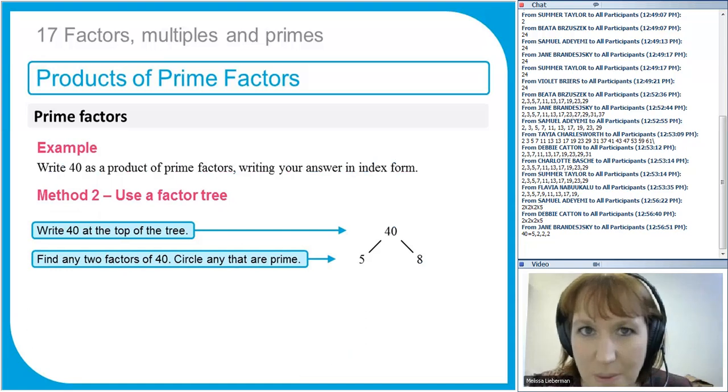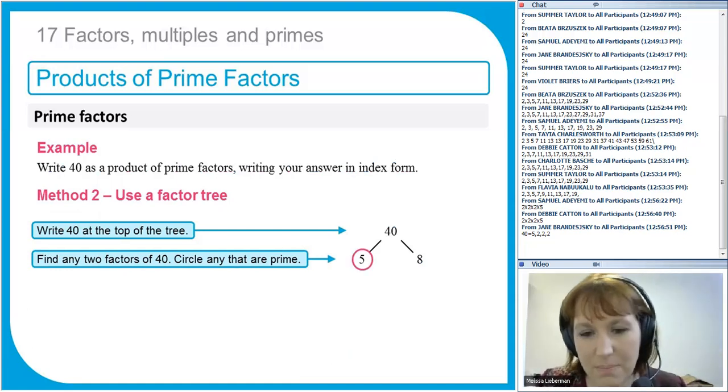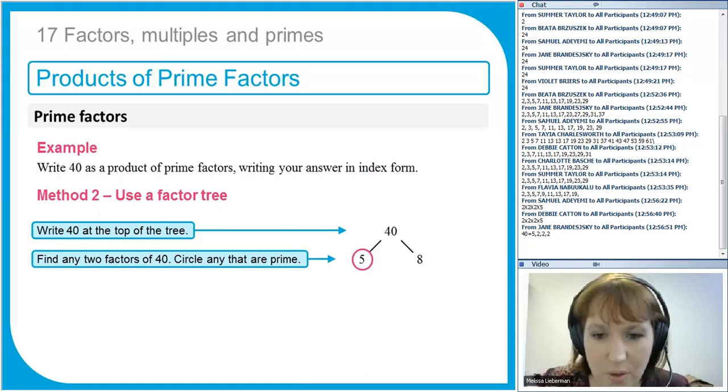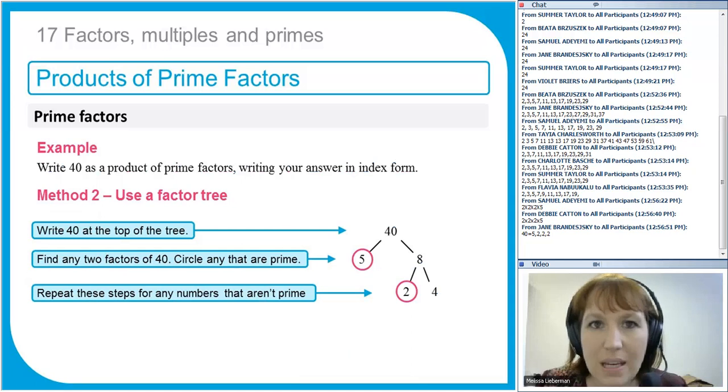If one of the numbers is prime, draw a circle around it because we can't split that up anymore. So I'll draw a circle around the 5. And then the 8, well, 8 is 2 times 4. So we just add 2 more branches, that's why it's called a tree. 2 times 4. The 2 is prime, so put a circle around that. And then the 4 is 2 times 2. So we split it again there. You get exactly the same answer.